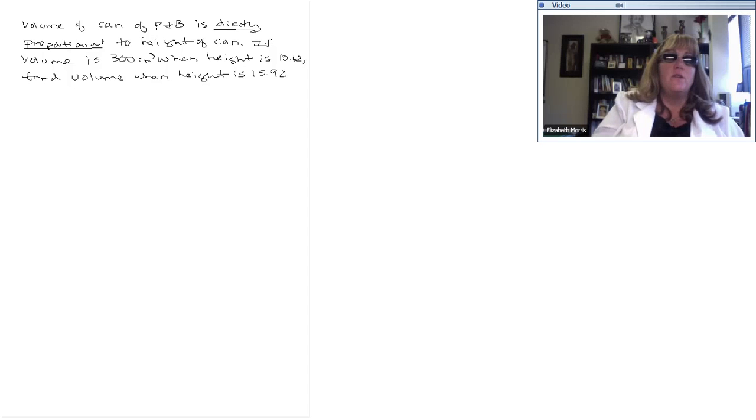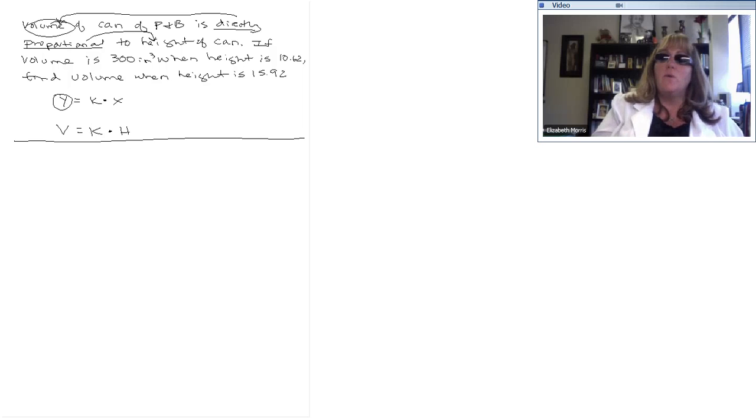All right, directly proportional. So we are using y equals kx. But what comes before the word directly proportional? Volume. So I'll make a V. K doesn't change. And then what comes after directly proportional? Height. So this is what I'm going to be dealing with.